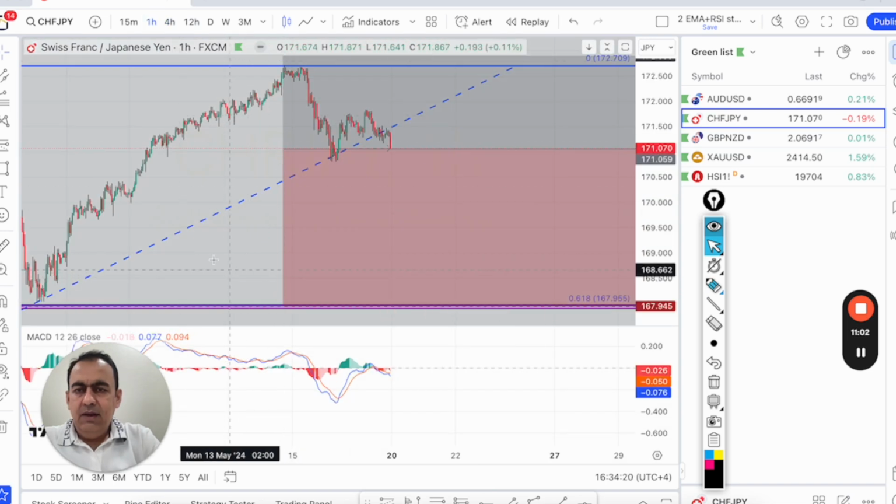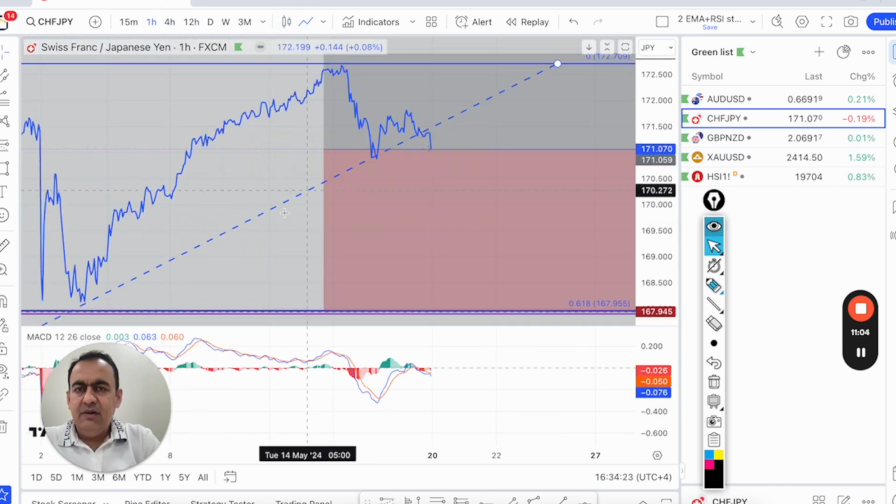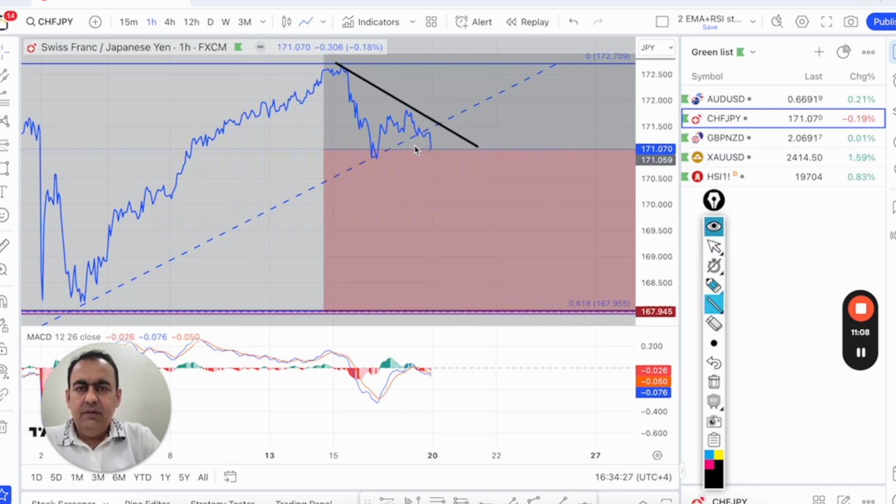Followed by 1-hourly. Even on the 1-hourly chart, I can see that sellers are in full control. It's clearly making lower highs and the momentum is bearish. Even based on the histogram, the momentum is bearish. So CHFJPY is looking good for short-term sells.